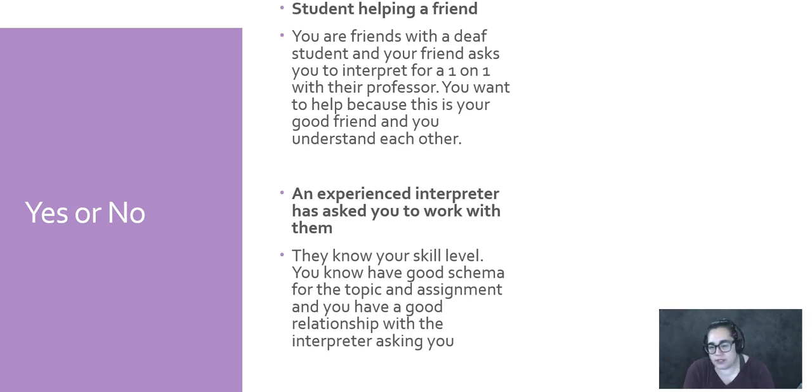Don't think about other students or about what has happened in the past or about any other situation. This is just a you situation. You are now a student of interpreting, and now you know better. Not only that, you now adhere to the Code of Professional Conduct. A deaf student who is your friend asks you to interpret a one-on-one with the professor. You want to help because you want to be a good friend and you feel like you understand each other.